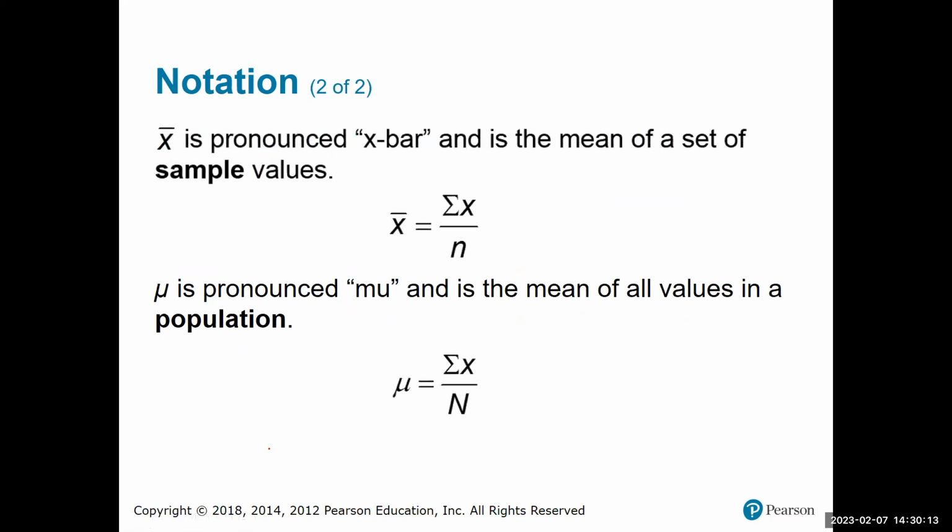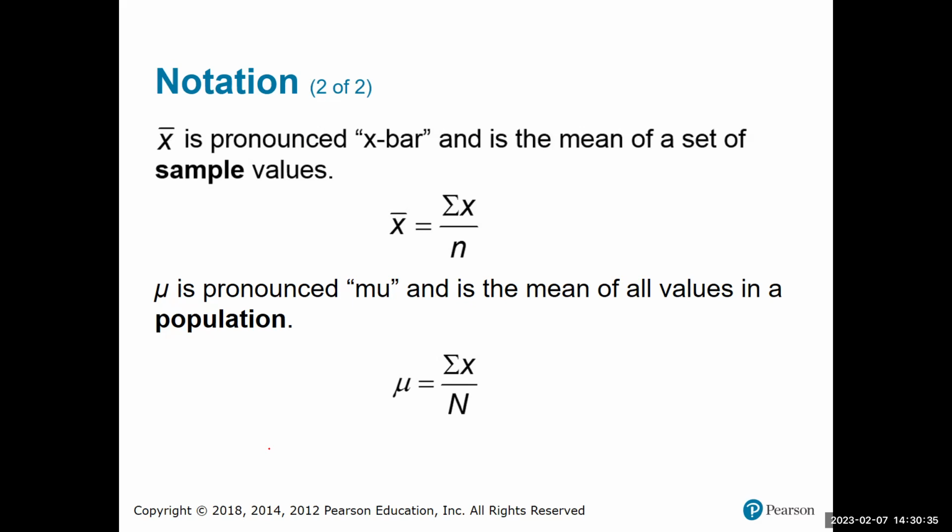All right. And here's another example. X bar, the one that you see at the top of the page, X with a line over it. We say that X bar is the mean of a sample. But mu, another Greek letter, that you see in the middle of the page. Mu looks almost like an M with a tail on it.